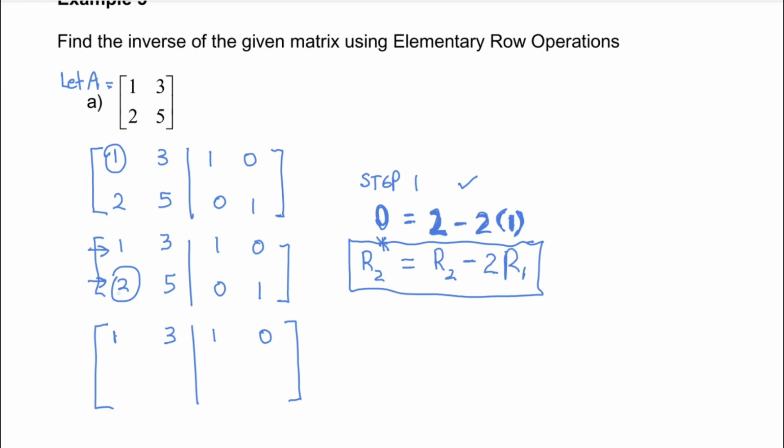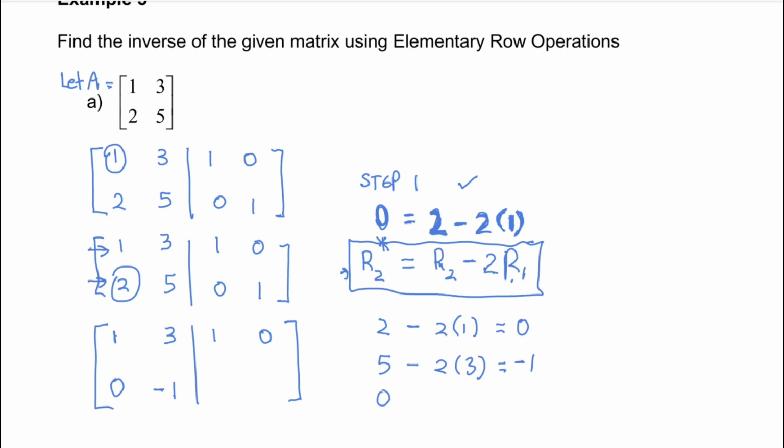So 2, by using this formula, 2 minus 2 times 1. 2 minus 2 times 1, so you will get 0. So here is 0. And then 5 minus 2 times 3, which is 6. 5 minus 6, you will get negative 1. Understand?